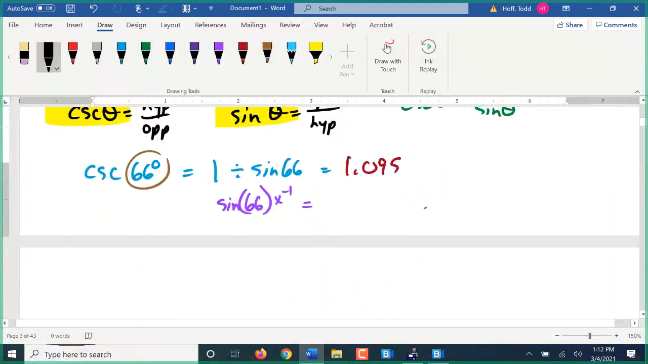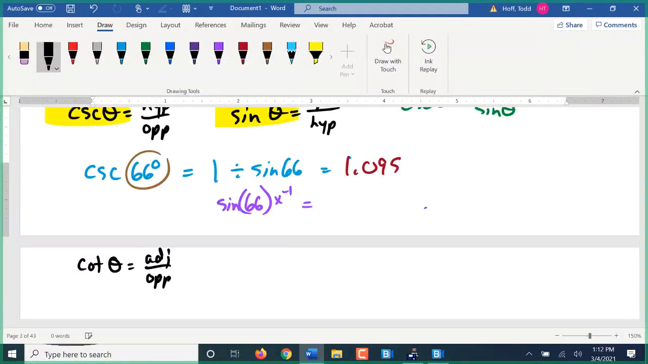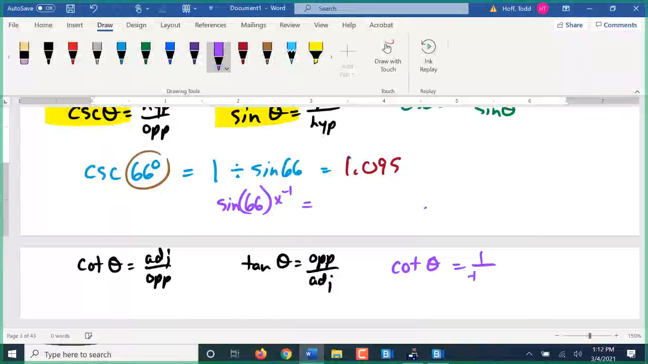Cotangent is a little bit easier to remember. Cotangent of an angle is the length of the adjacent side over the length of the opposite side. Recall, tangent of an angle was the length of the opposite side over the length of the adjacent side. So again, cotangent is literally the reciprocal of the tangent.